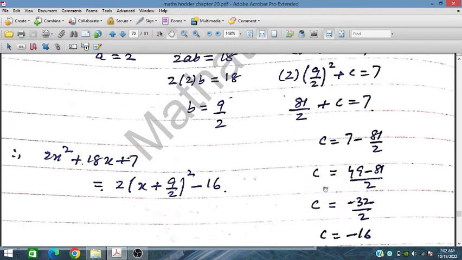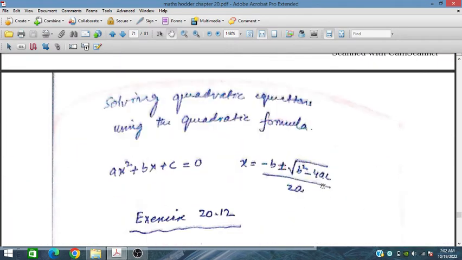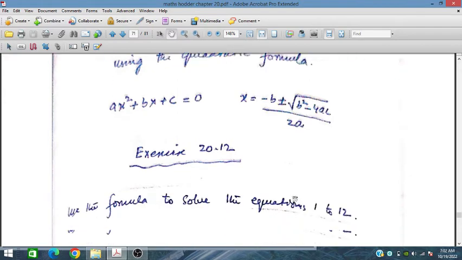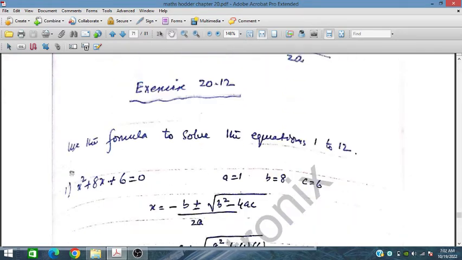For part C, we did the same. Now solving using the quadratic formula. We have x square plus 8x plus 6. We will get similar results. Actually, completing square is what gets us this kind of result. So we use this formula directly here, where a is equal to 1, b is equal to 8 and c is equal to 6.